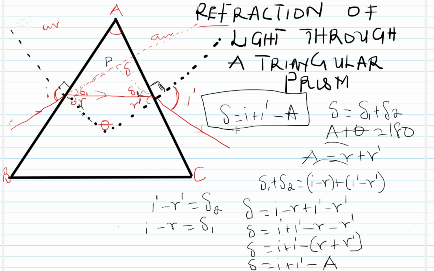I need you to understand that this I prime here is the angle of emergence. So to find your total deviation under normal deviation conditions, what do you need? You need the angle of prism, which is in this case A. You need your angle of incidence, and you also need your angle of emergence. Without your angle of emergence, you can never find the deviation. And without your angle of incidence, you can also never find the deviation. So this is how to derive the equation for calculating the angle of deviation under normal deviation conditions.